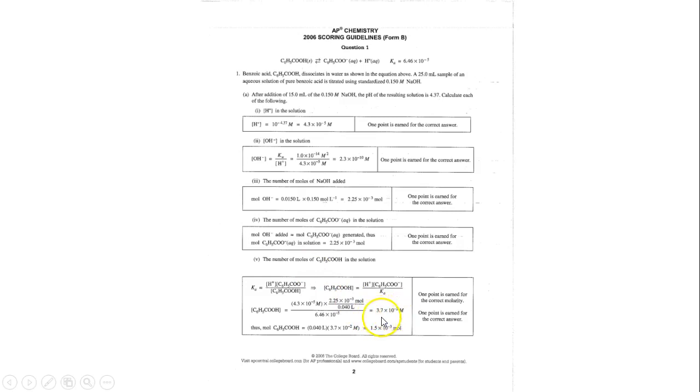So we have to multiply that by the liters of the solution. How many liters of solution do we have? 15 mL were added to the 25 mL. That's 40 mL or 0.040 liters. That's right there. So liters times moles per liter equals moles, and that's how many moles of benzoic acid were in the solution.